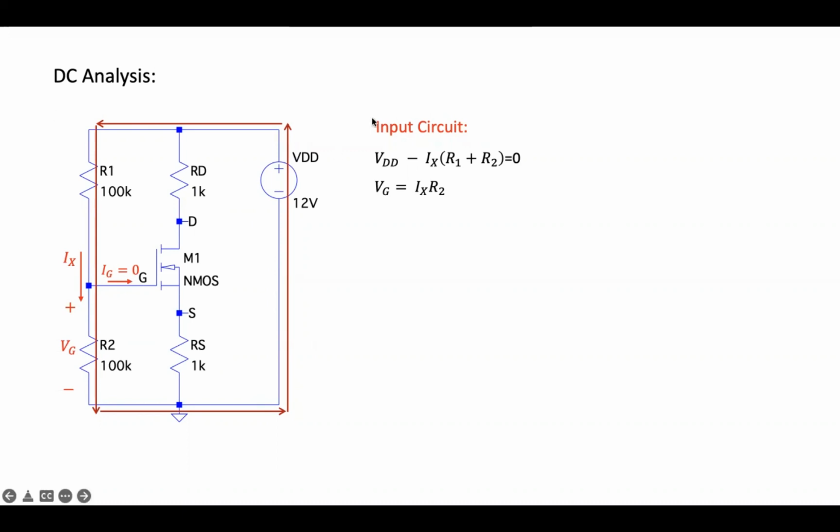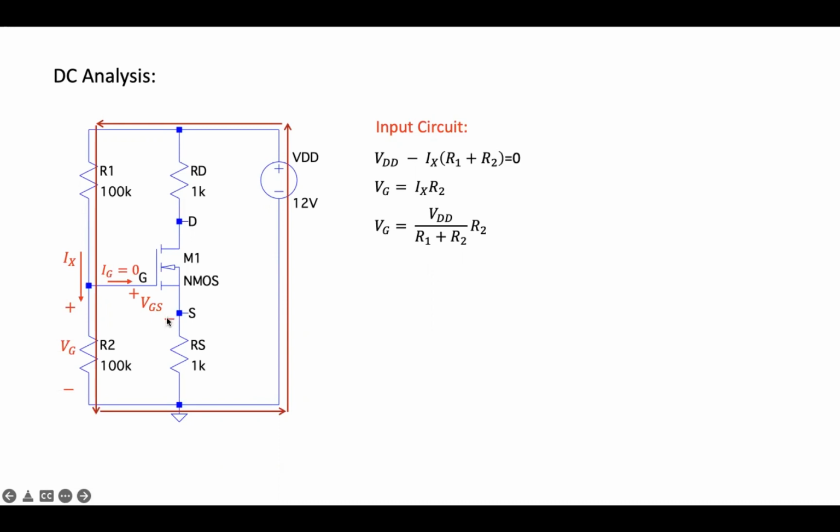So normally circuit parameters are provided. So we know VDD, R1 and R2, so we can solve for Ix. Then after knowing Ix, we can solve for the gate voltage. Or there is another way of solving gate voltage. We can apply voltage division. So get the total voltage multiplied by resistance R2 divided by the total of R1 and R2. So we can also use this to determine the gate voltage. Then, after knowing the gate voltage, we can now determine the VGS.